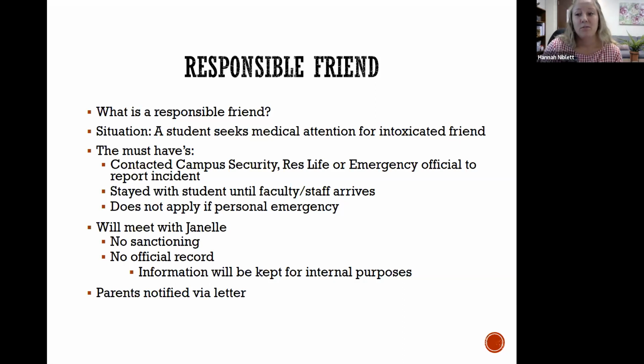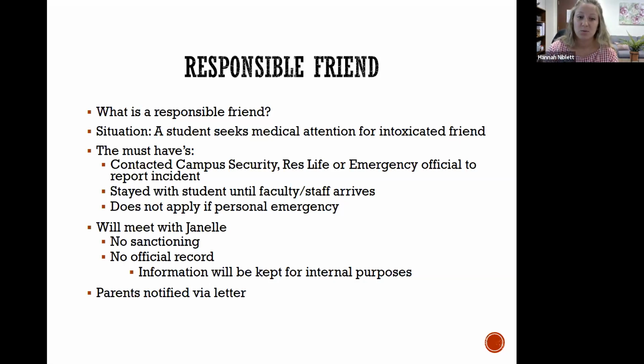So there are a few must-haves for this to be able to apply to students. They have to have contacted campus security, Res Life, or an emergency official to report the incident. They have to have stayed with the student until the faculty and staff arrive. And one sad thing, this doesn't apply to personal emergencies. So if you're intoxicated and you call campus security yourself, you're not exempt from also having a conduct situation after that regarding the underage alcohol drinking.